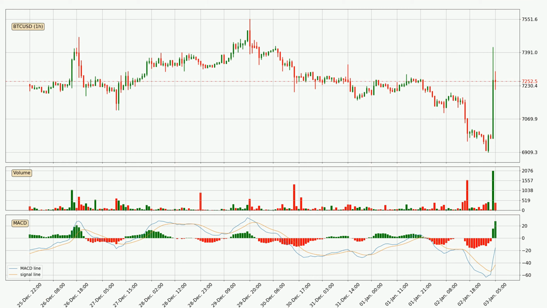If we now look at the current hourly MACD, the MACD line is above the signal line, meaning that the trend is currently on the up. The MACD histogram shows that the momentum is currently strong and it could be expected the price to go further to the upside.